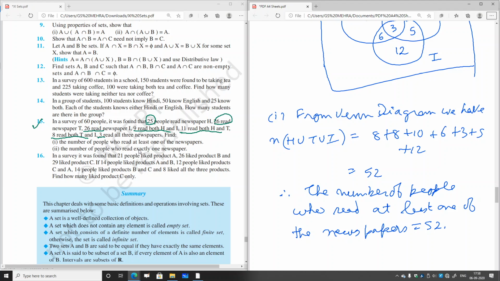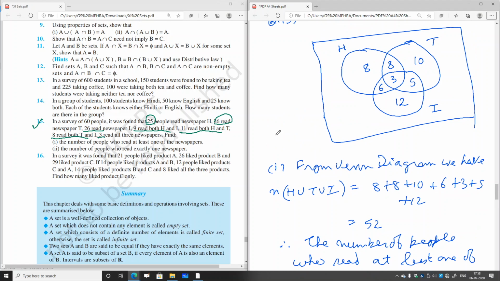Now let us do the second part: the number of people who read exactly one newspaper. For this we'll have to refer to the Venn diagram. So here is the Venn diagram. From the Venn diagram we see that there are 8 people who read only newspaper H. Then there are 10 people who read only newspaper T, and there are 12 people who read only newspaper I. So if we add all three, we'll get the number of people who read exactly one newspaper. So this is how we'll get the answer of the second part.